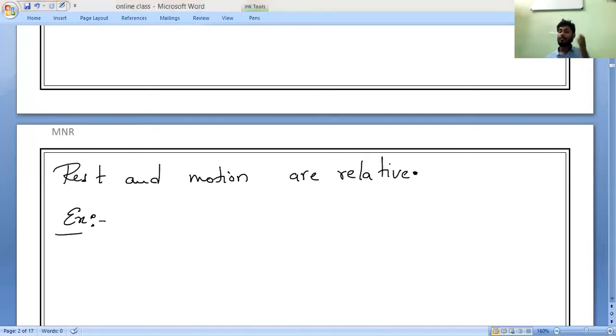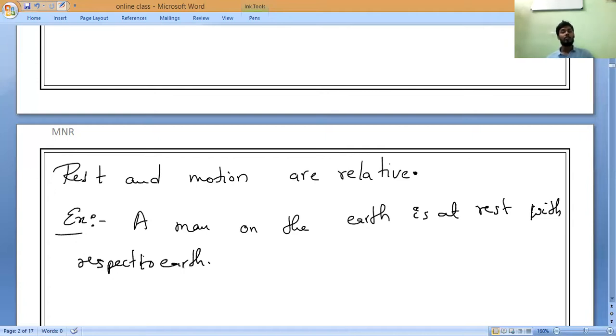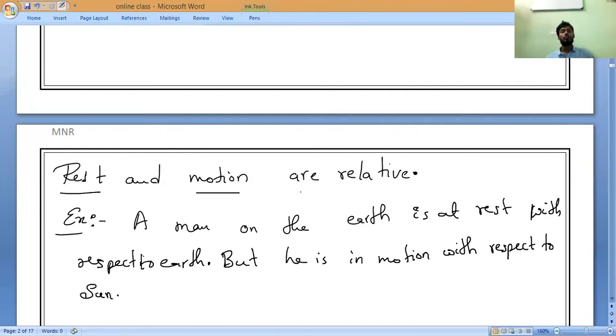A man on the earth is at rest. A man on the earth is at rest with respect to earth. But he is in motion with respect to what? Sun. Any other planet you can take, but he is in motion with respect to the sun. So that is why we can say always rest and motion, both are in what? Relative in nature. That is what you have to understand.